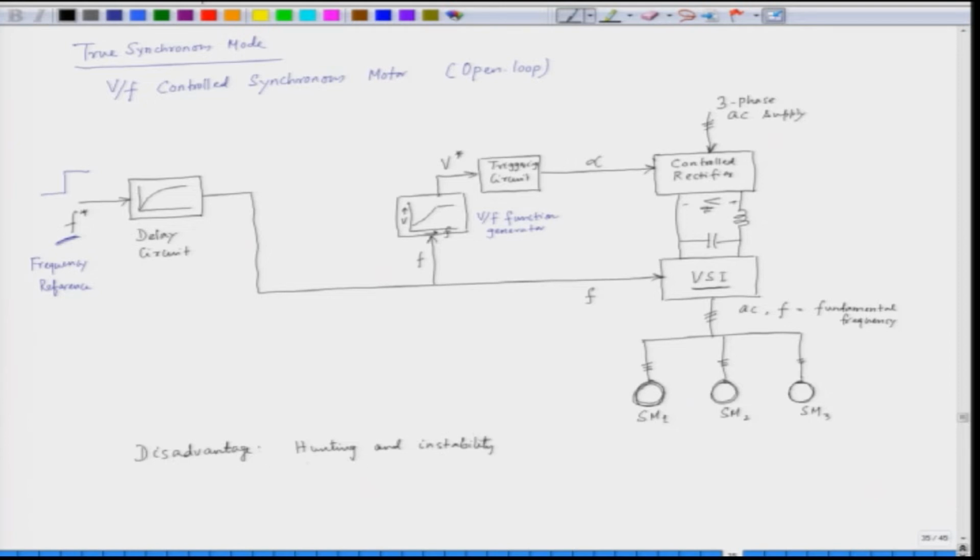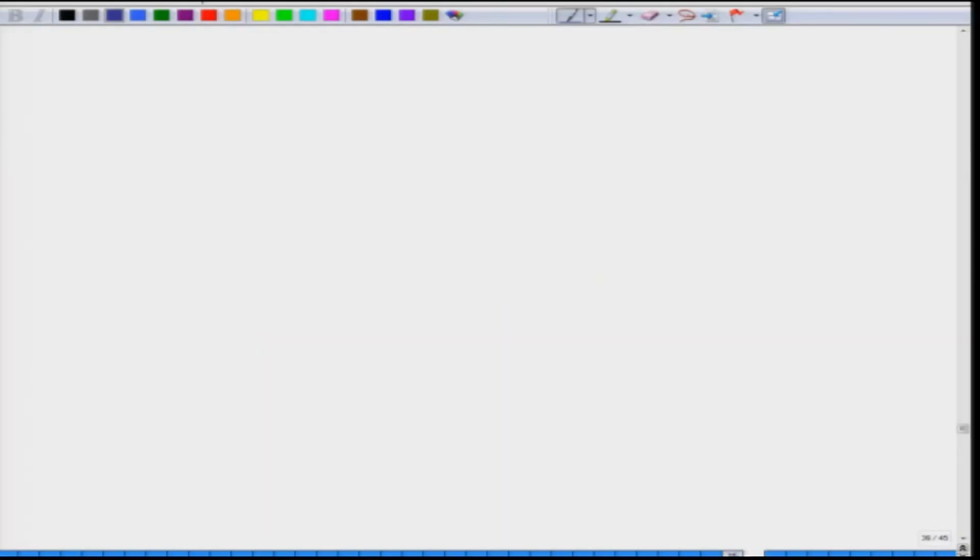So, this hunting and instability can be taken care of by having a drive in self control mode. Let us discuss a synchronous motor drive in self control mode. Before that, let us see the torque speed characteristic. In a true synchronous mode, the torque speed characteristic would be like this.